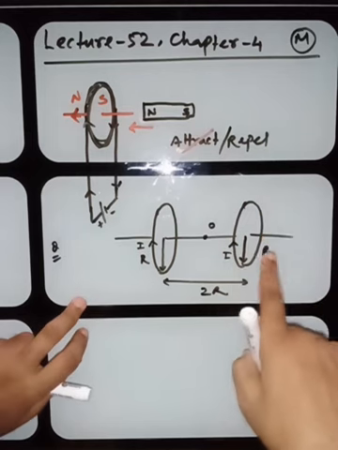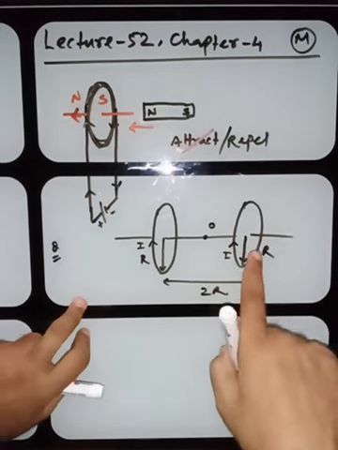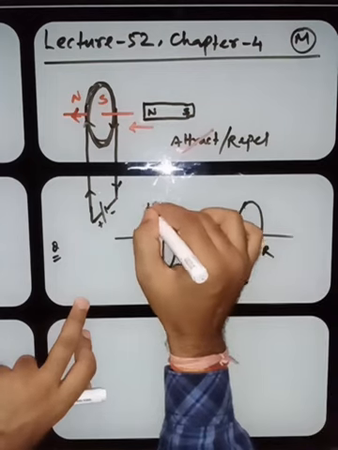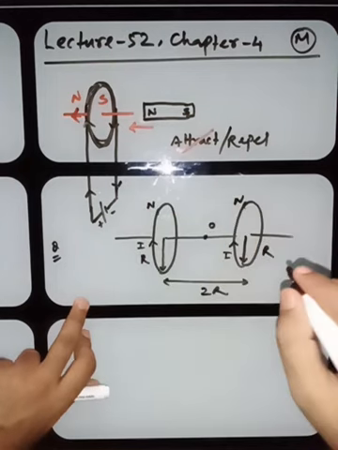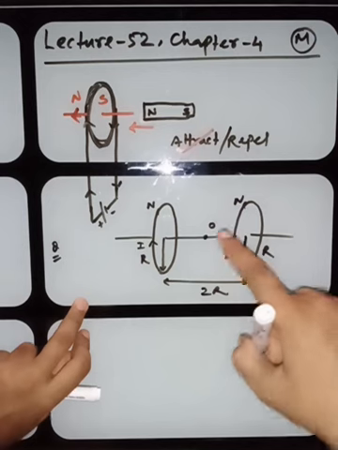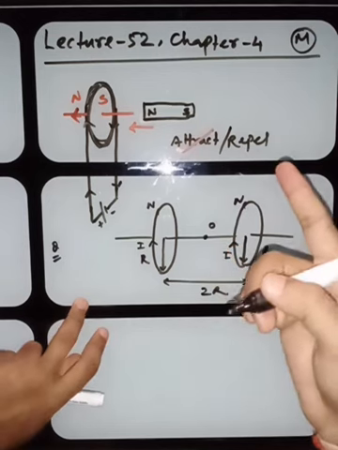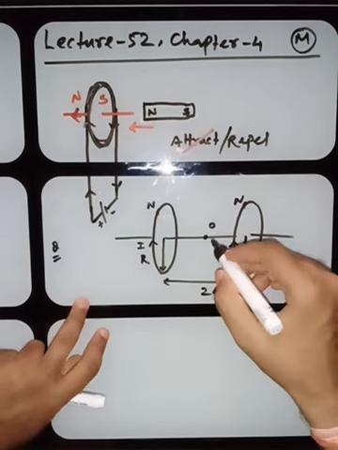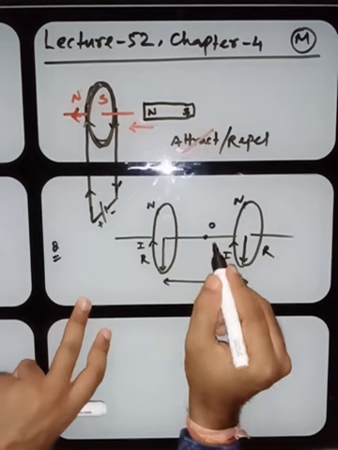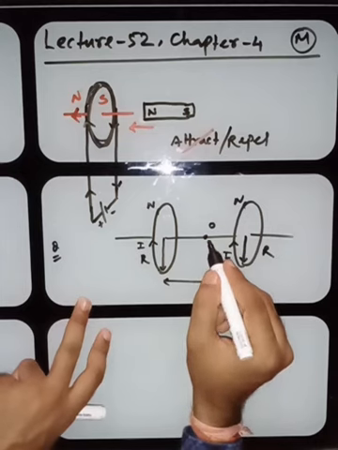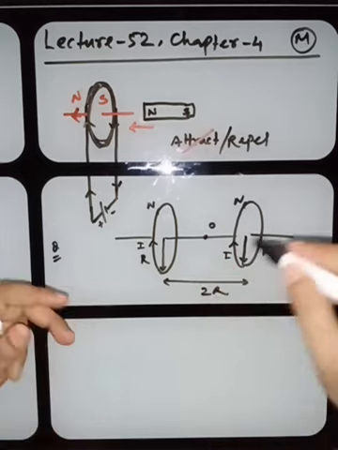Two coaxial coils, same radius and equal turns also. Suppose it is n number of turns, identical. Equal turns carrying the same current in the same direction. Find the net field at the midpoint. If this is the midpoint, then you have to find the magnetic field at this point. Okay, how will you solve?